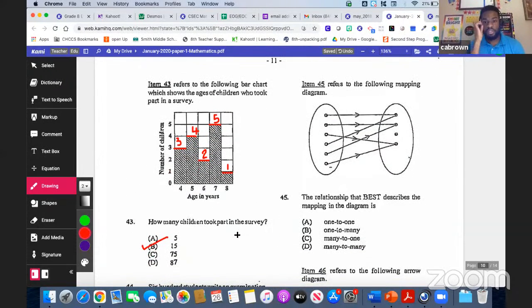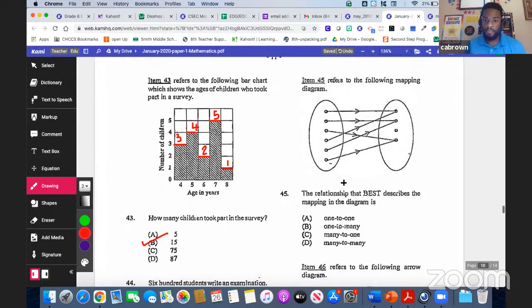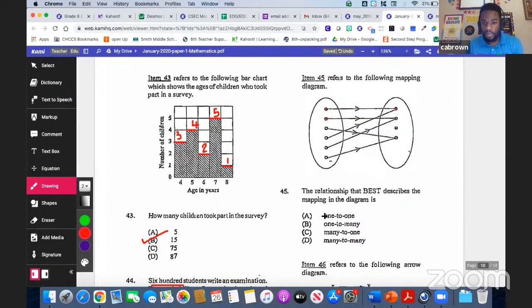All right, now we're on function, relation, and graph. Item 45 refers to the following mapping diagram. The relationship that best describes the mapping diagram is 1-to-1. That's not true. This one is going to this one, okay. This one is going to this one, all right. This is going to this. This is also going to this. It's not 1-to-1.